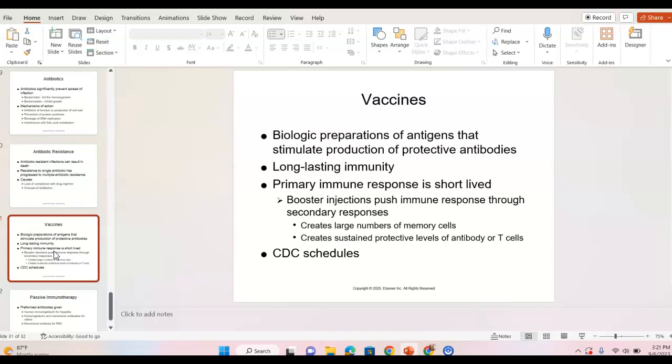Vaccines are given to people to produce antigens so they can produce the antibodies, hopefully with long-lasting immunity unless things mutate. The primary immune response is short-lived, and then you have boosters to push the immune system to a better response.